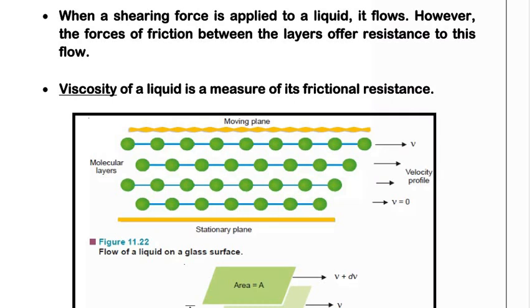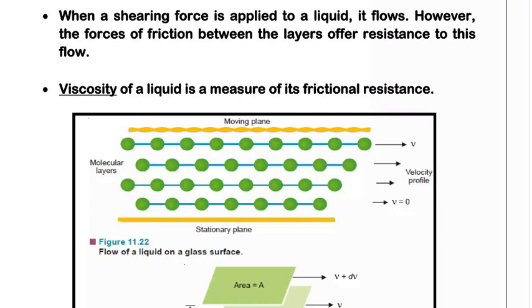Look at here. Moving plane and stationary plane. And these are your molecular layers. So if it is moving with velocity V, at the stationary plane, V is equal to 0. So this is the velocity profile. So flow of liquid on a glass surface. Imagine you have the liquid in the beaker.